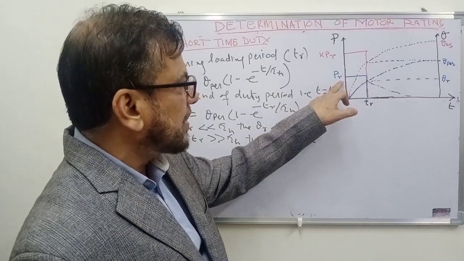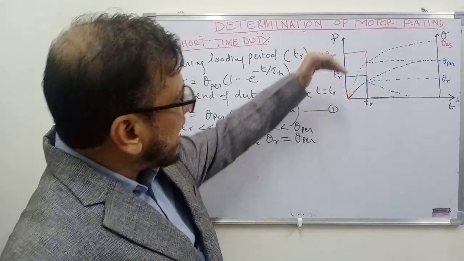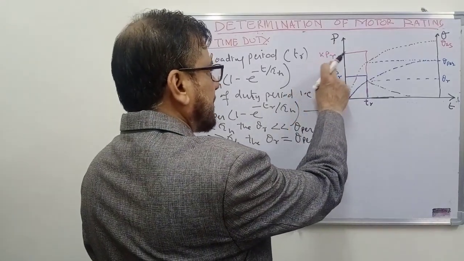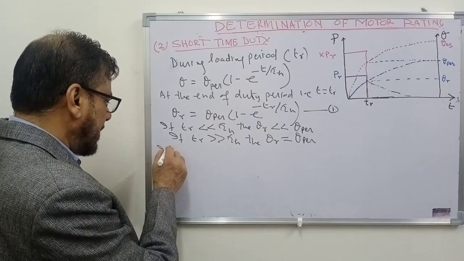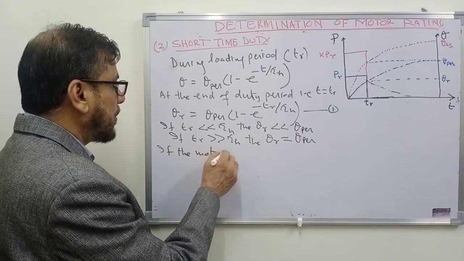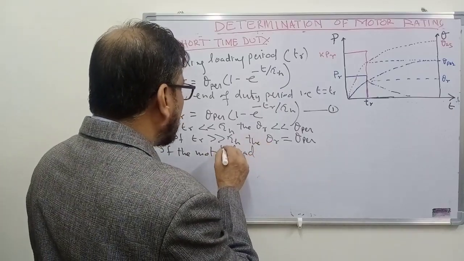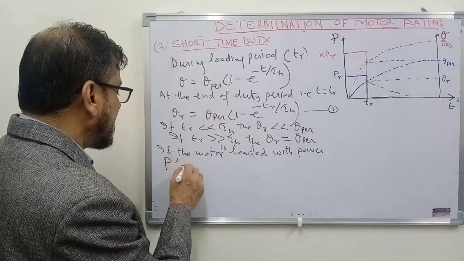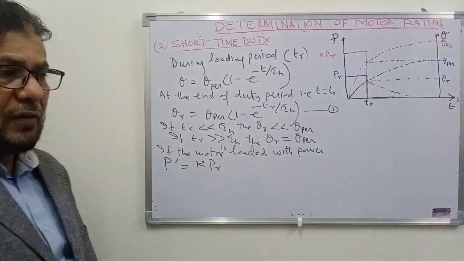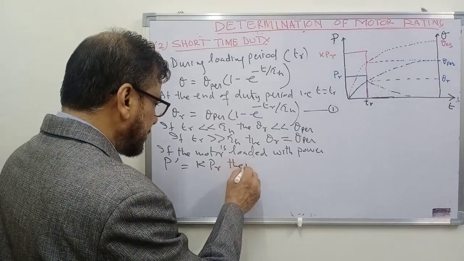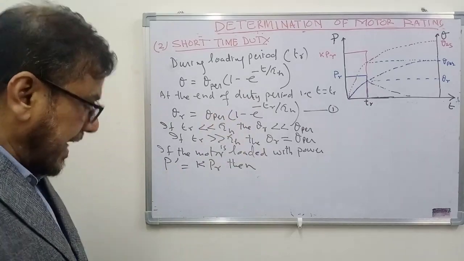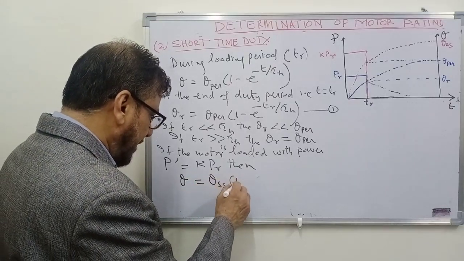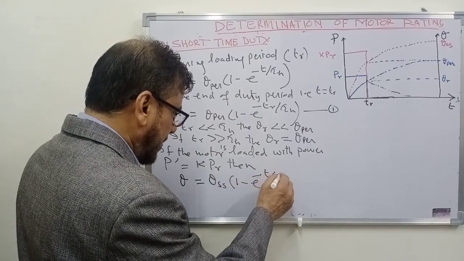So in this case, with the rated load of the motor, you can put a higher load on the motor by a factor K. If the motor is loaded with power P dash, which is equal to K times the rated power rating of the motor, then the temperature rise of the motor can be written as theta is equal to theta SS into 1 minus e to the power minus t upon tau h.